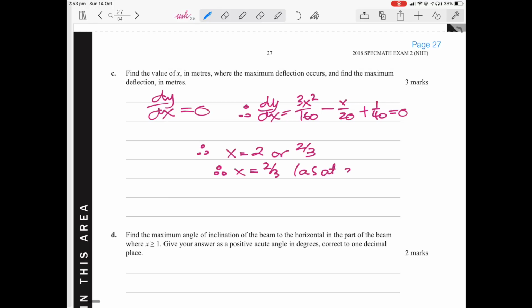At 0, at 2, zero deflection. Okay, so when x equals 2/3, find the maximum deflection.